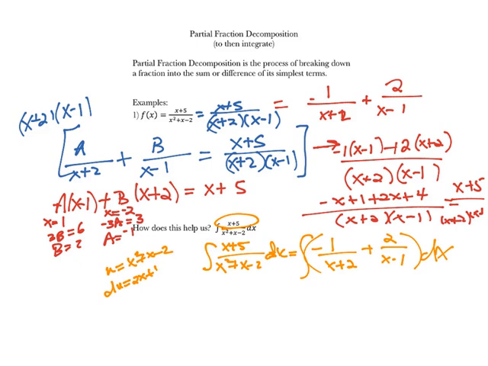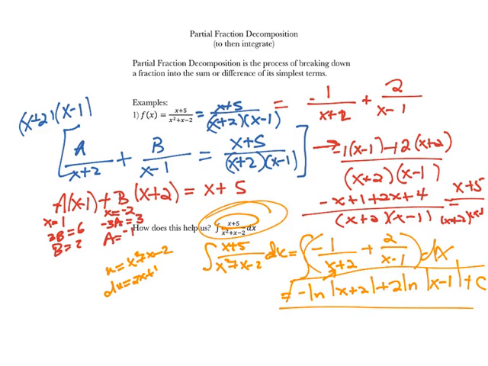And now I know how to integrate that, because that's really just something to the negative 1 power, which becomes a natural log. So that'd be negative natural log absolute value of x plus 2 plus 2 times the natural log of the absolute value of x minus 1 plus C. So while I couldn't integrate this problem in a different way, I was able to break up the fraction to allow me to integrate. Let's look at another example.